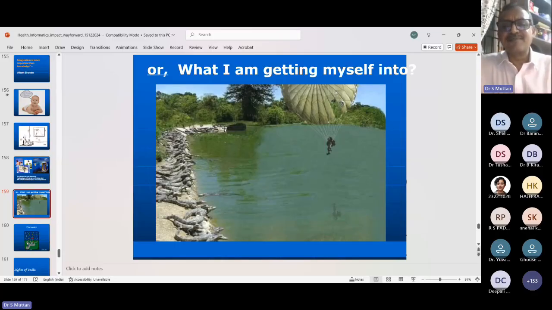Nothing comes as simple as you like. When you take up a job, a mission, a task, you will be landing among a lot of crocodiles. These crocodiles are nothing but challenges. You cannot have something with no challenge. Everything will be resisted, but you have to fight with these challenges and win.